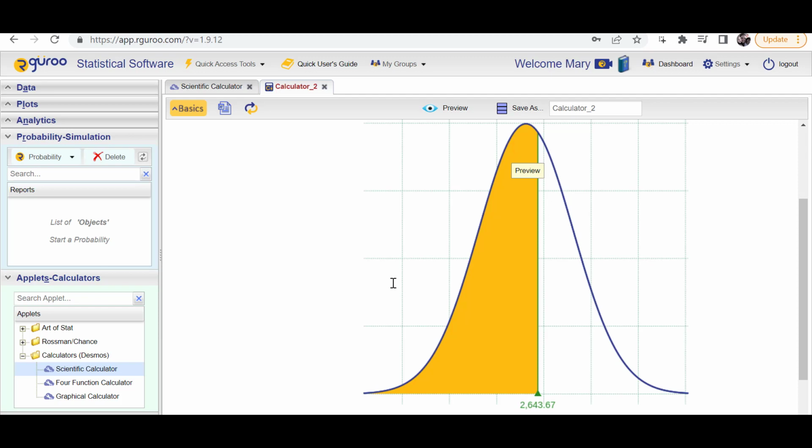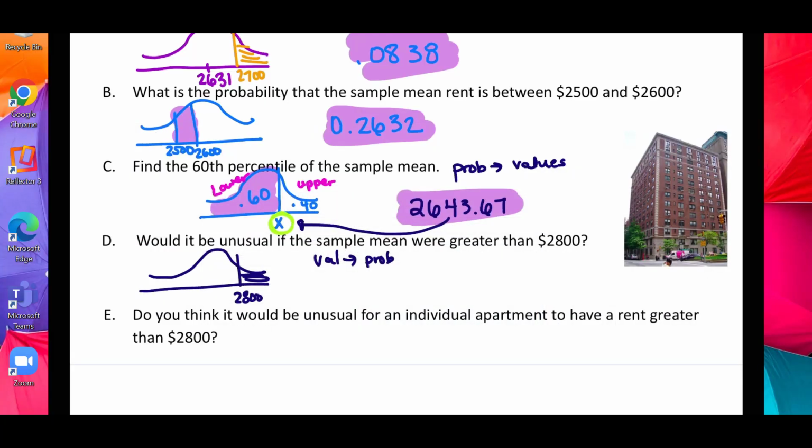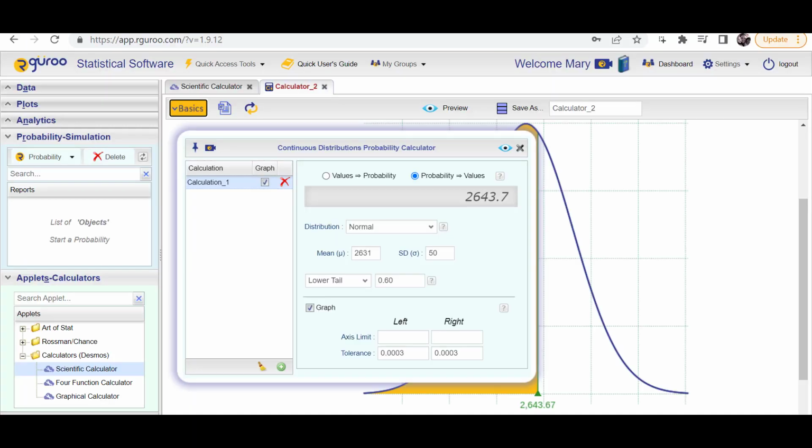Would it be unusual for the mean to be greater than 2,800? Anytime they ask about unusual, you're looking for a probability. So we need to go back to values to probability, and we're going above 2,800. Let me quickly go back here so you can see that, because I forgot to move back to this screen. I drew it out. We're doing values to probability because anytime we talk about unusual, you have to find a probability and see if it's less than 5%. So we want to do above 2,800.